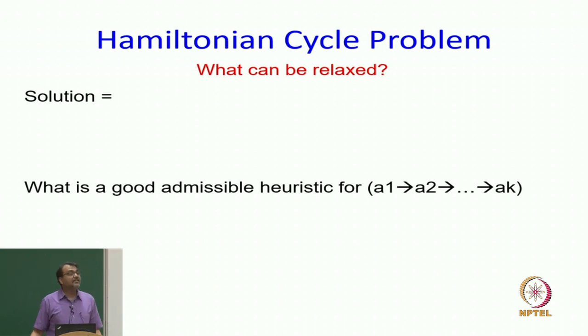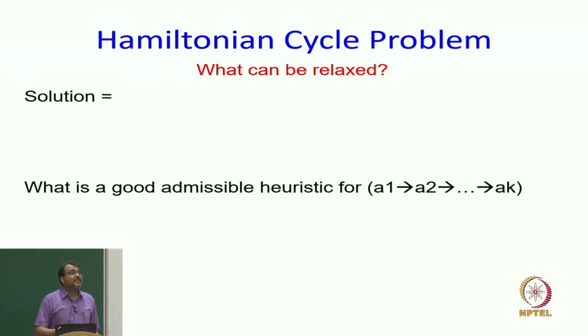Now my goal is to figure out an admissible heuristic for the state, let us say A1 up to AK. For any such problem that comes along, think about solution constraints. So what are the constraints on the solution? Visit each node exactly once. What else? Visit all nodes. So not only visit a node once, but visit all of them.